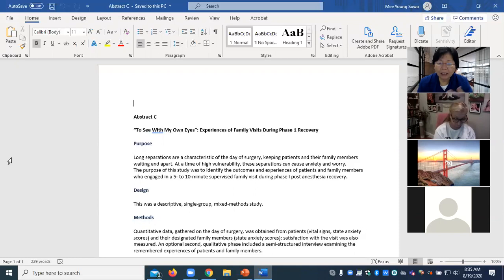Anxiety, we can define and we can measure anxiety. Lots of anxiety measurement tools are available, and they measure not only patient but family anxiety too. Therefore, we are talking about numbers, that's the quantitative part. And qualitative, not everybody attended, it's said optional. Some families were approached and asked about that experience. Therefore, this is mixed method.